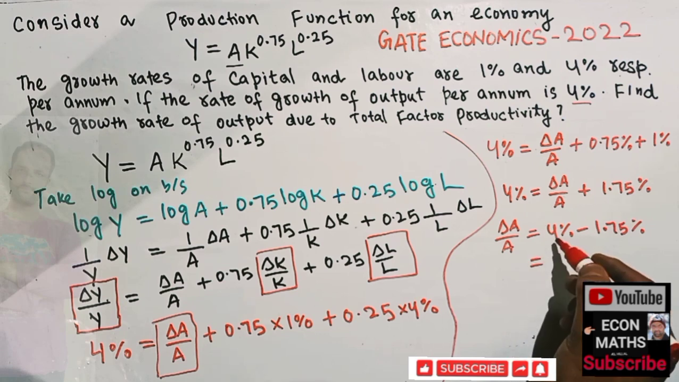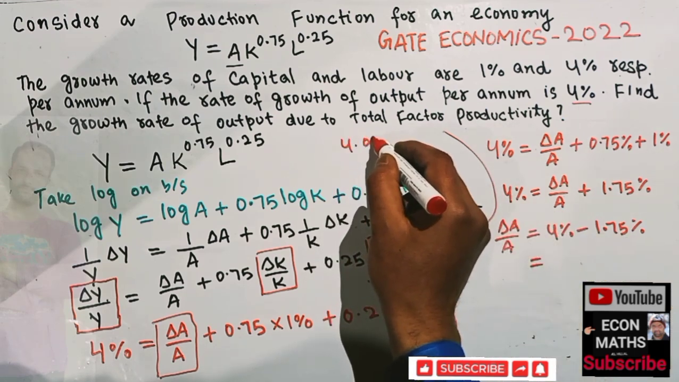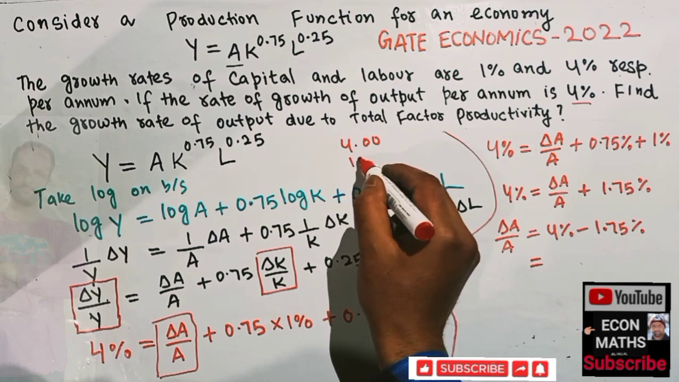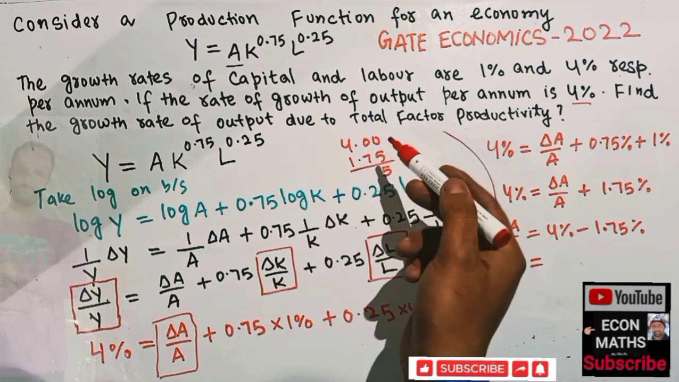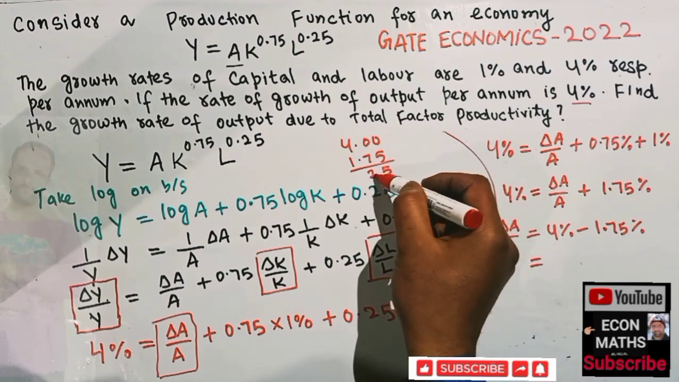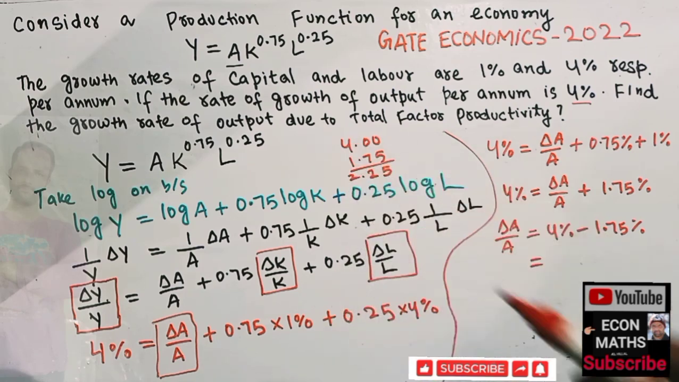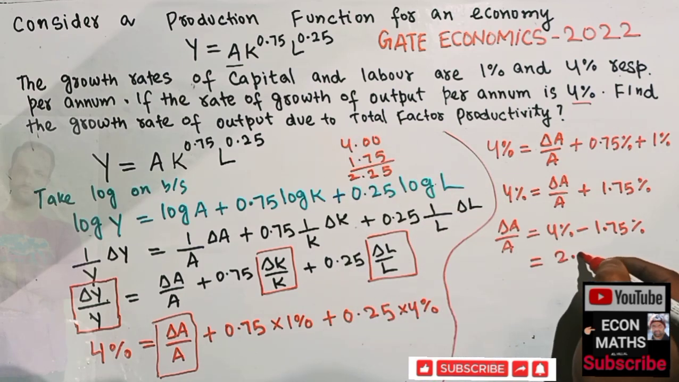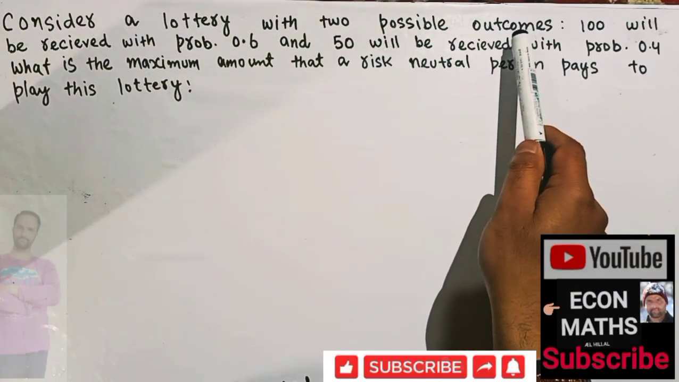So this comes out to be 4 minus 1.75%. So what we have is 4.00, we have 1.75, this comes out to be 0.5. That came out to be 2.25%.